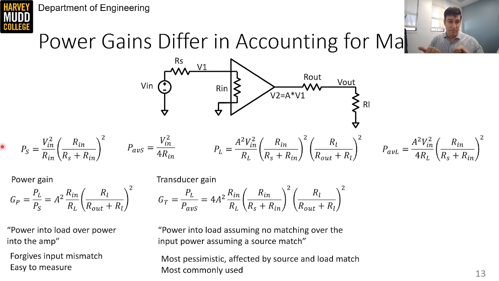So because we're comparing our load power against a perfect input power, the best possible input power, this makes GT more pessimistic than GP. And GT also cares about both the input match and the output match, which helps us check whether or not the real system is living up to what you could get from PAVS. And so this definition is the most common gain reported in RF systems because it cares about both input and output matching.